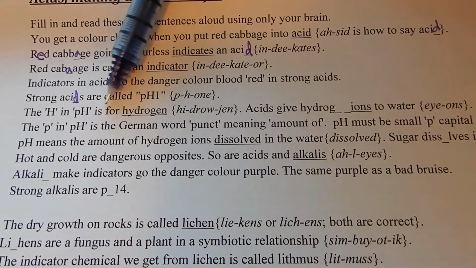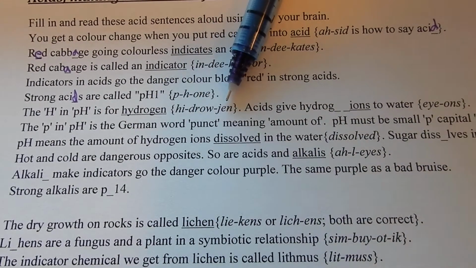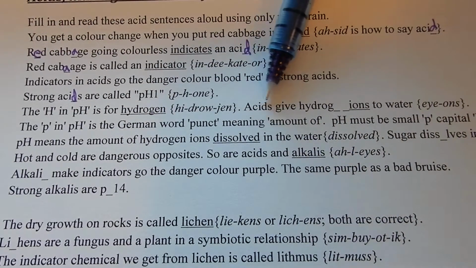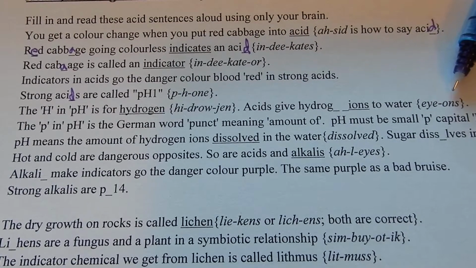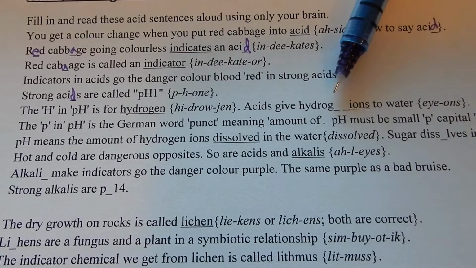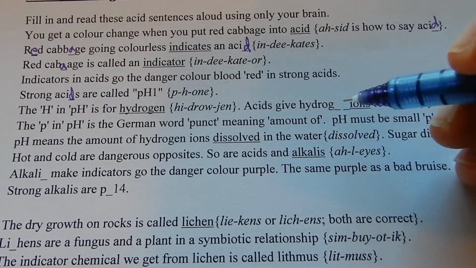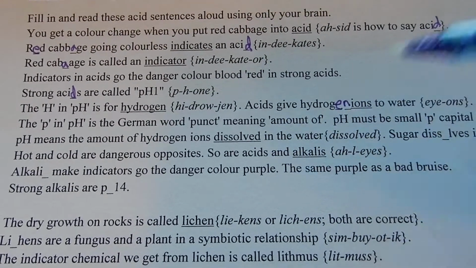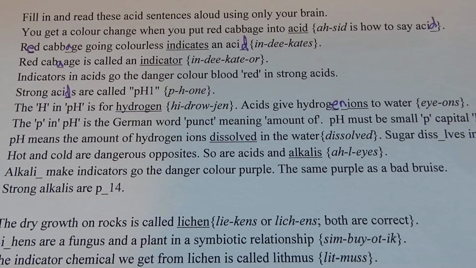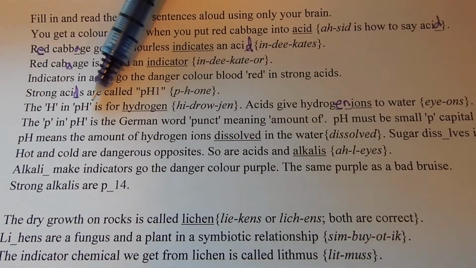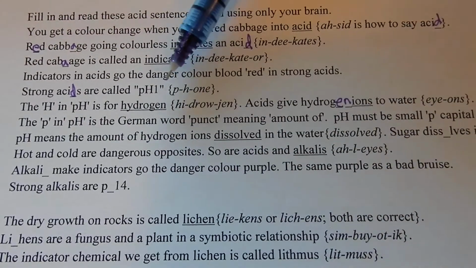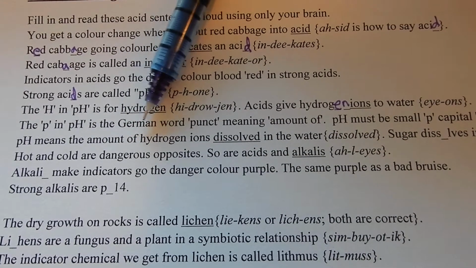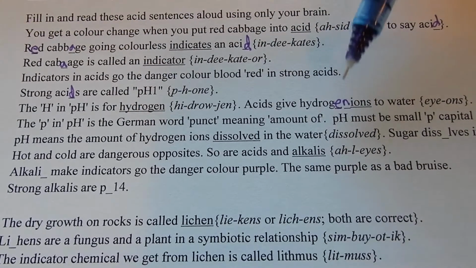The H in pH is for hydrogen. Acids give hydrogen ions to water. The P in pH is the German word Punkt, meaning amount of. Lots of German chemistry stuff because the Germans were good at chemistry.